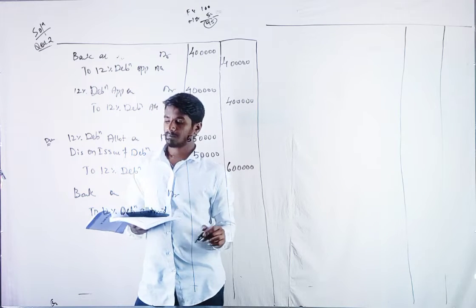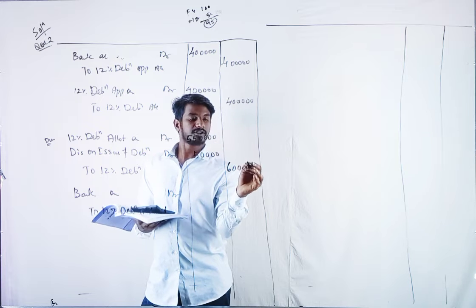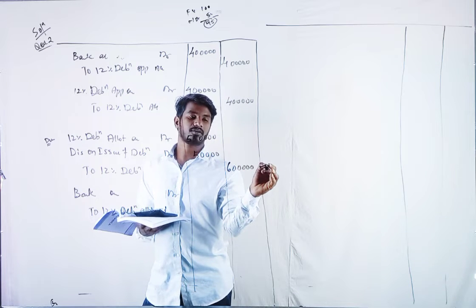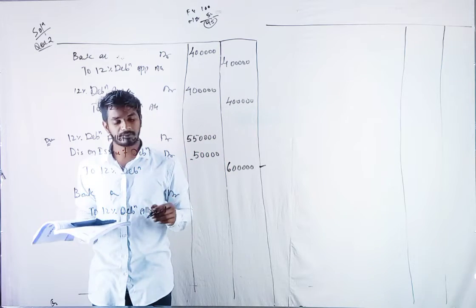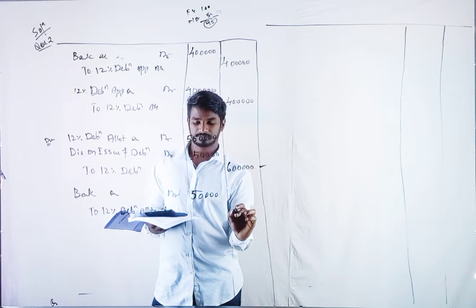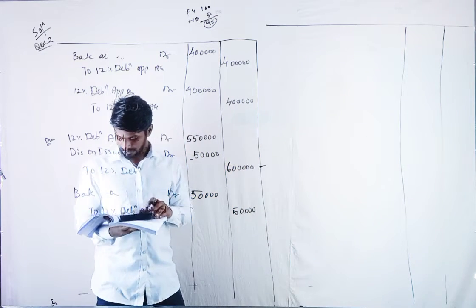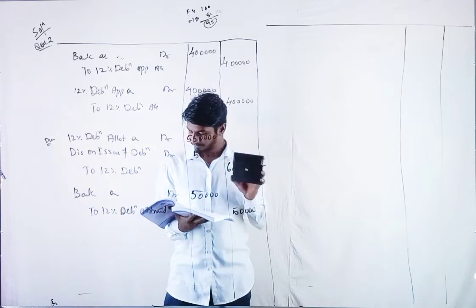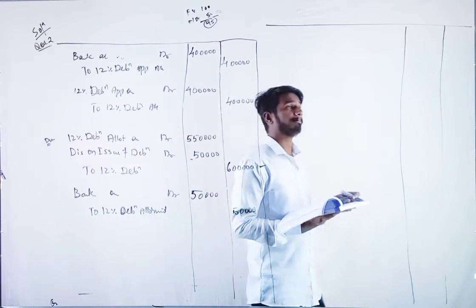Debenture allotment. How much will we receive? We will receive 5 lakh 50,000. We should receive 6 lakhs, but out of 6 lakhs we have given a discount of rupees 50,000, and the remaining 50,000 will be received in the bank account. Is that correct? In the question, they asked us to show the balance sheet.